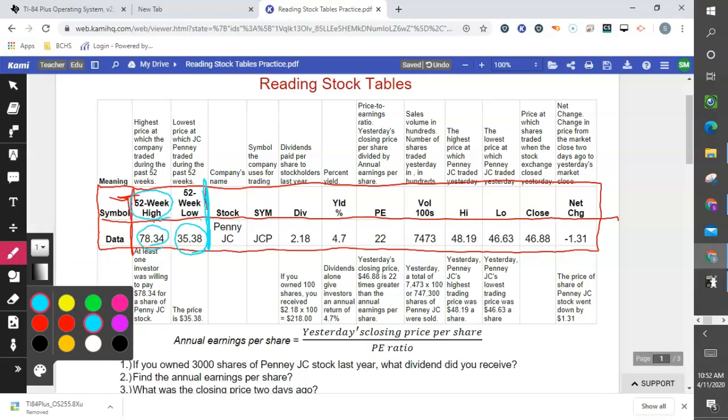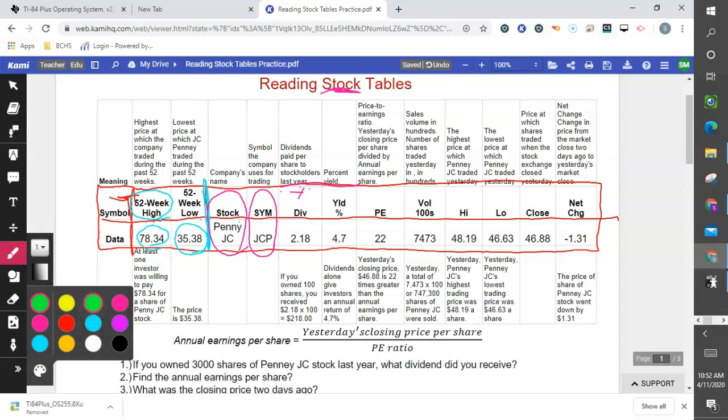Now, the stock is the name of the company. That's easy to remember, because that's the major thing we are doing. The stock is the name of the company, so this is JCPenney. The symbol is what the company uses in its trading. Those separate the 52 week low. Now, in the middle there, we have last year. This is all last year. So what happened last year between those two?